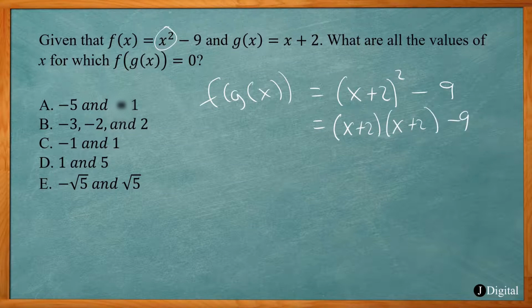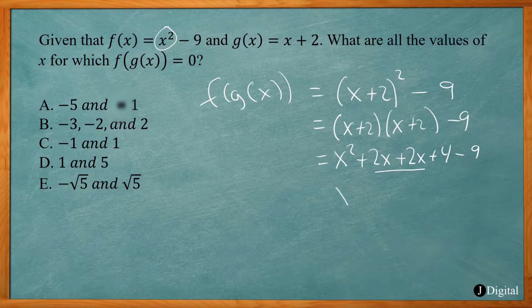So we're going to just FOIL it. X times x is x squared. X times 2 is 2x. 2 times x is another 2x. And 2 times 2 is 4. Now combine like terms. You got the 2x and 2x is 4x. So x squared plus 4x. And 4 minus 9 is negative 5.